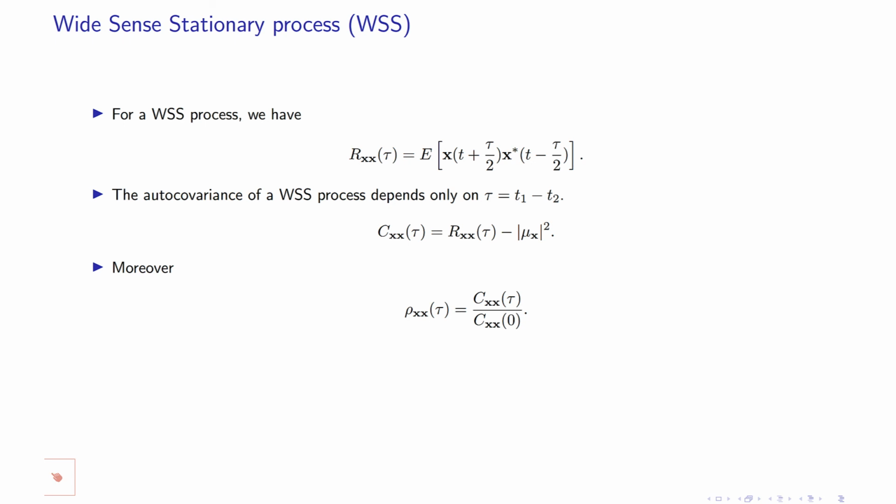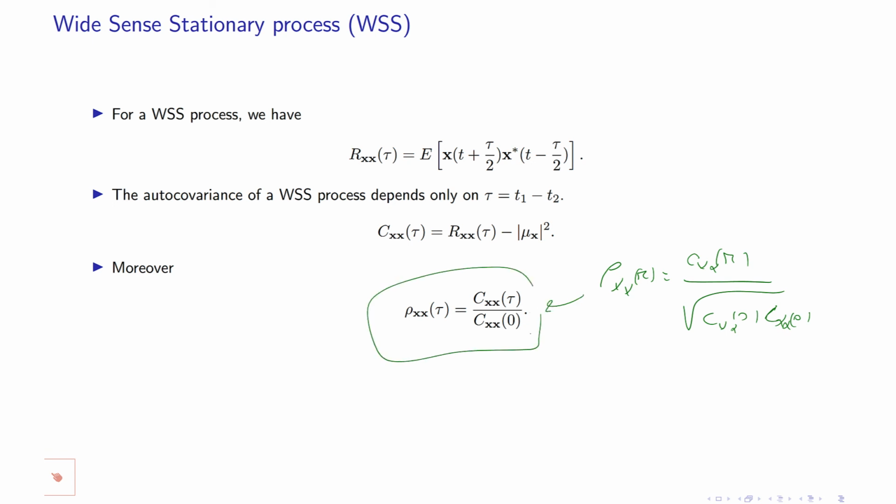The correlation coefficient, if you put it there, rho_x of tau is equal to C_xx of tau divided by the square root of C_xx of 0 times C_xx of 0. As you had before, you then get this expression. And this number, the magnitude of this rho, is always smaller than or equal to 1.